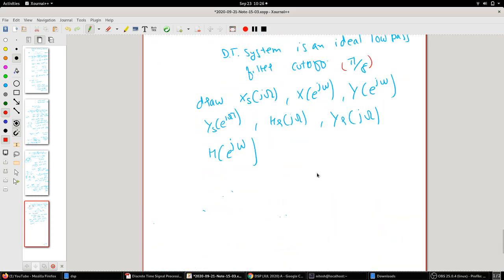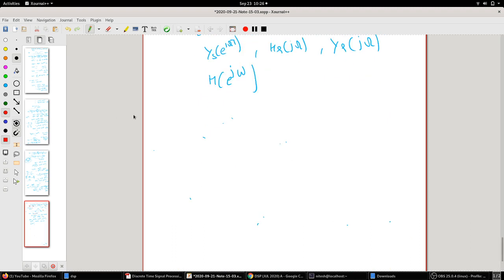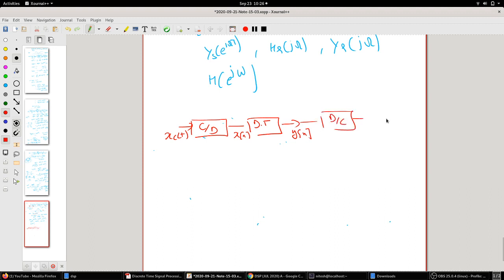Okay, let me just redraw the processing system first. This is your C2D converter. You have x continuous of t given. It's passed through a discrete time system, and this is your x of n, this is y of n, and then this goes through a D2C, and this is your yr of t. This has a cutoff of pi by T, and this has a sampling rate of T.